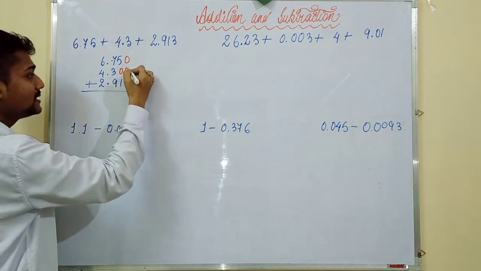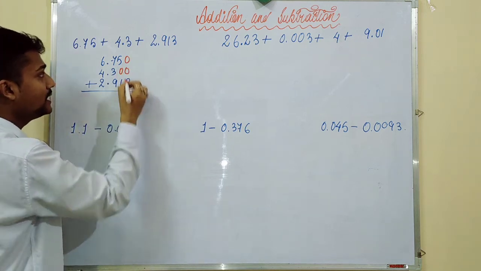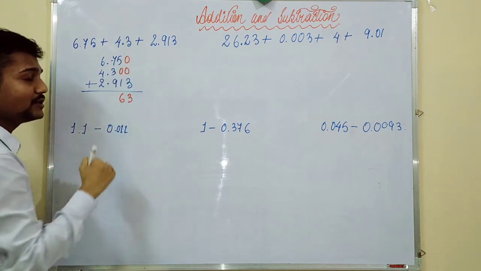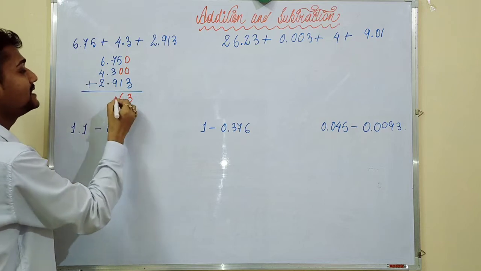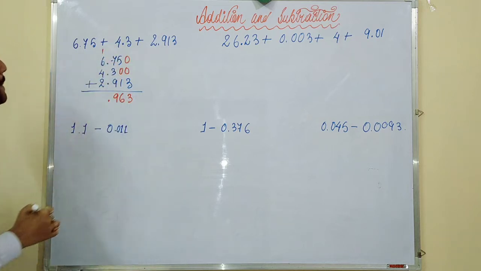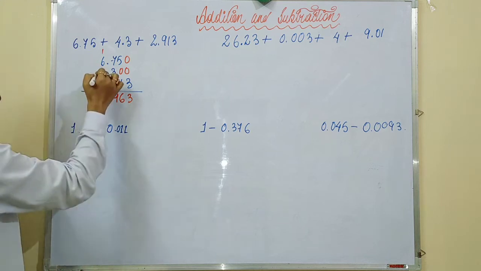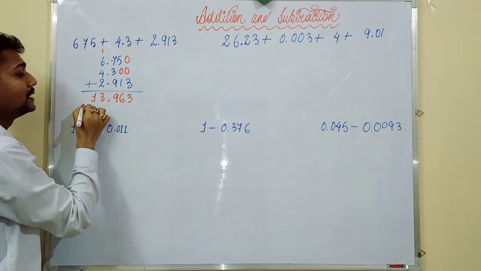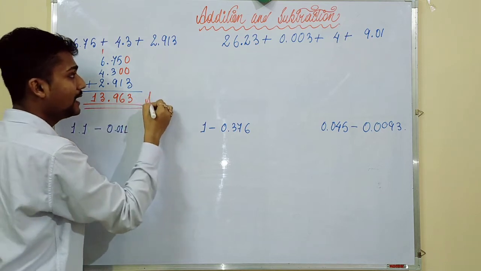So 0 plus 0 plus 3 is equal to 3, 5 plus 0 plus 1 is equal to 6, 7 plus 3 is equal to 10, plus 9 is equal to 19, carry 1. Then 6 plus 4 is equal to 10, 10 plus 3 is equal to 13. So this is your required answer.